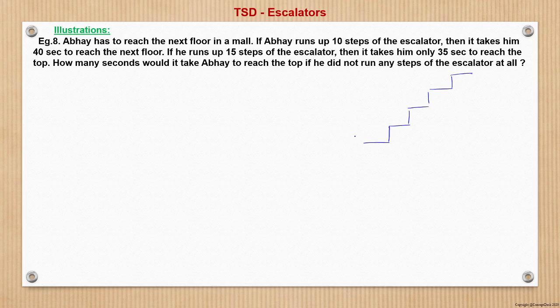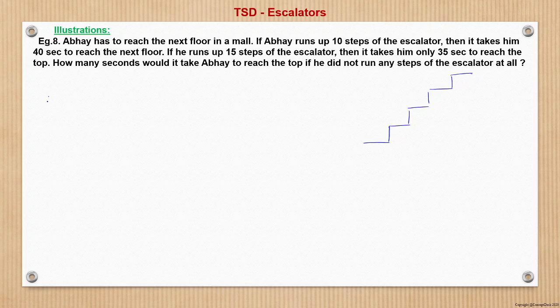This is an escalator. Abhay has to reach the next floor in a mall. If Abhay runs up 10 steps of the escalator, it means that Abhay runs only up to 10 steps and then stands still and lets the escalator carry him up to the first floor. The whole process takes 40 seconds. Whereas, if he runs up 15 steps of the escalator, then it takes him only 35 seconds to reach the top. So how does it work out?